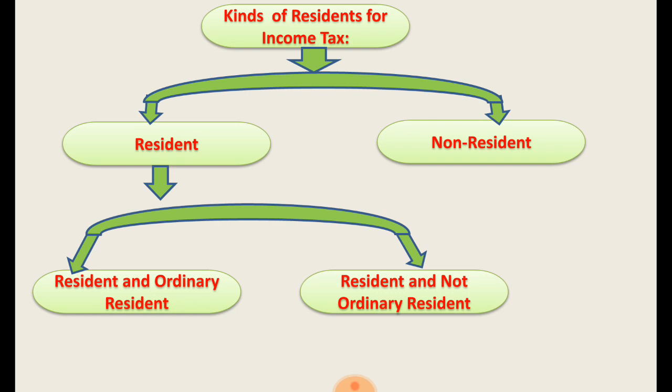Firstly, we are going to discuss who is called a resident. Again, this resident concept is divided into two categories. One is resident and ordinarily resident, and secondly resident but not ordinarily resident. So these are the kinds of residents for the purpose of income tax.